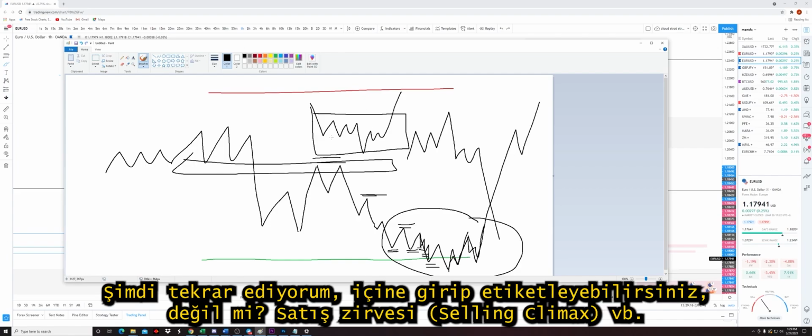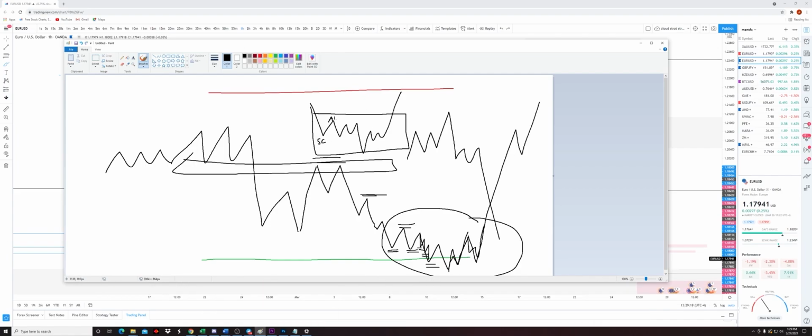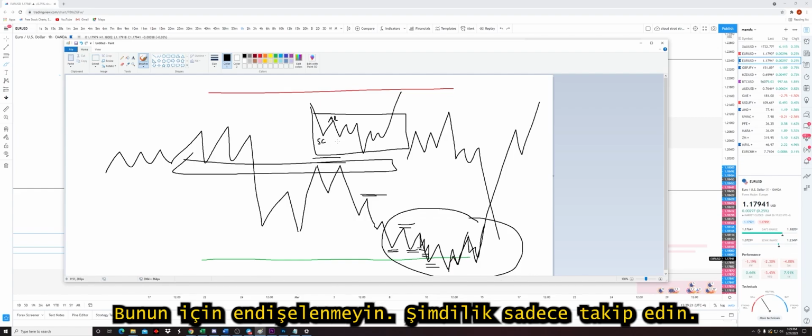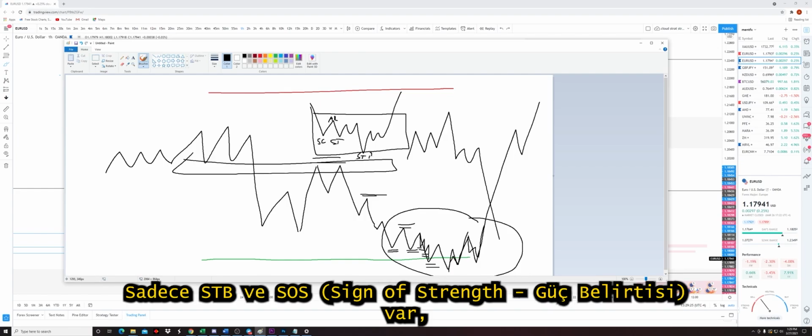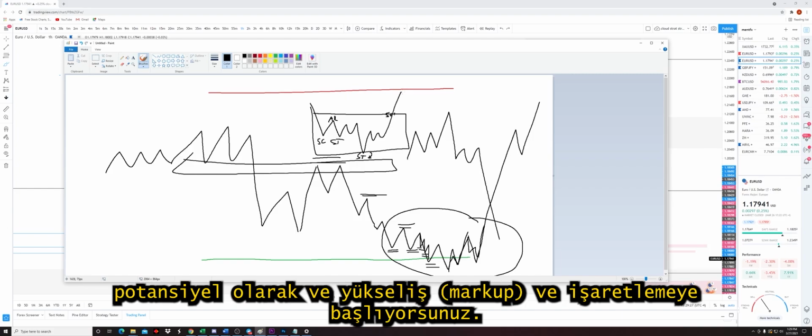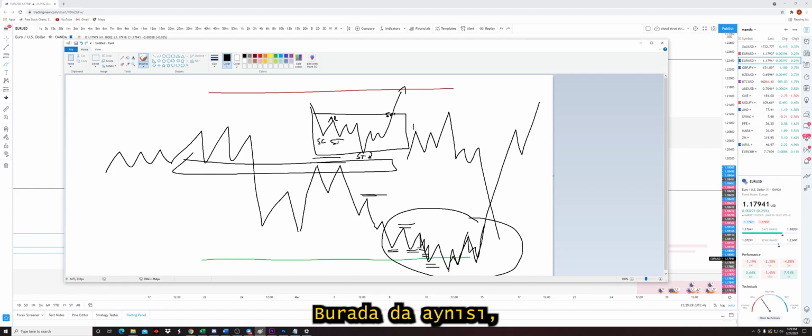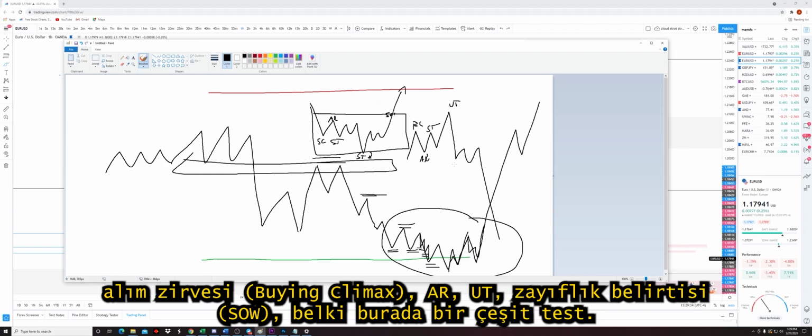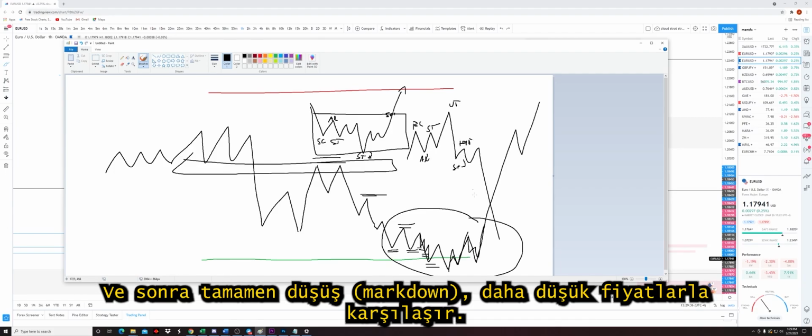Now again, you can go into it and label it, right? Selling climax, AR, and again, we will talk about these labels in a second. Do not worry about that. Just kind of follow along for now. ST, right? STB, and you have the SOS potentially and the markup, and you start marking up. Same thing here. You have the buying climax, the AR, the ST, the UT, the sign of weakness, maybe some kind of test here, right? And then you have the complete markdown, which is met with lower prices.